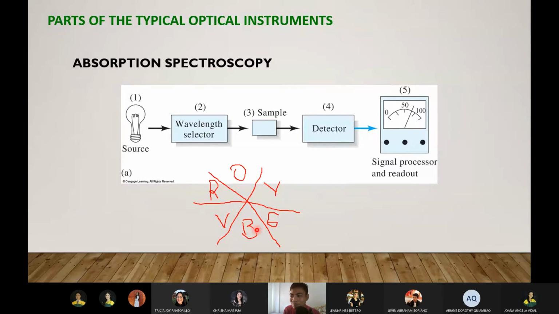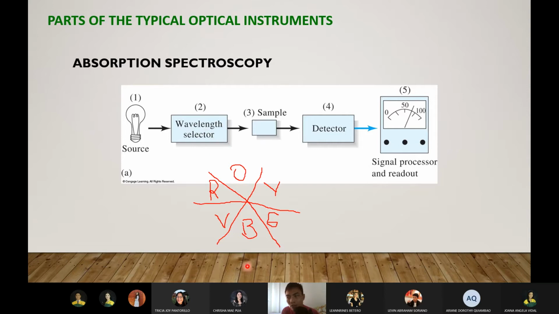But that's the idea. Okay, for example, if your sample is green, then you choose the wavelength that is the complementary of that, which is red. That's what you type in the wavelength selector. It's already programmed. Okay? So you program that into the instrument.